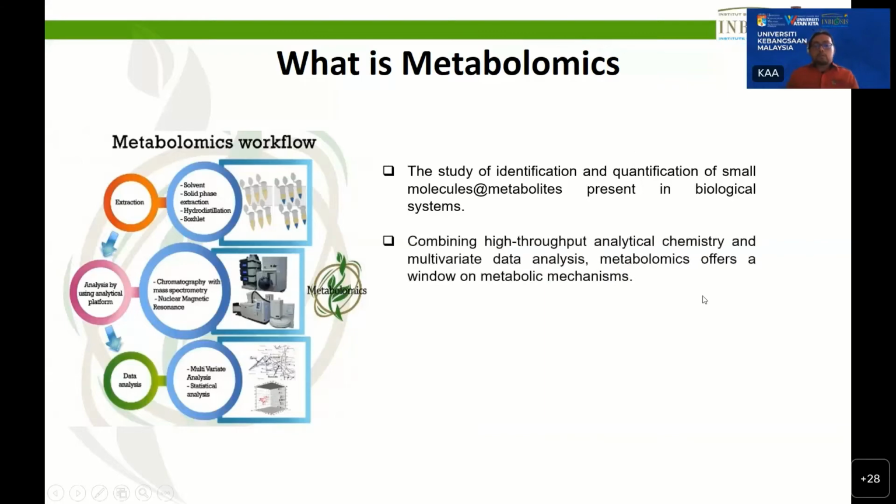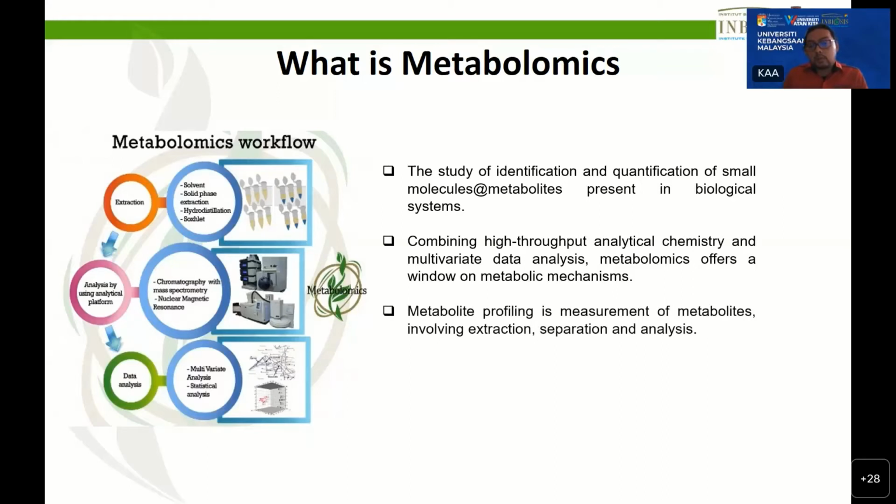Metabolomics depends heavily on high-throughput analytical chemistry and multivariate analysis, whereby these two important tools are very crucial in metabolomic studies for us to do data analysis, so that we can capture the relevant biological information that we need from these so-called metabolites.